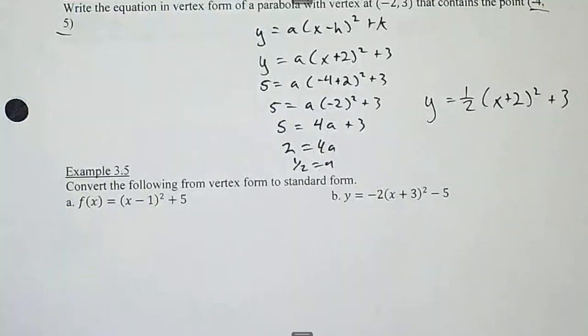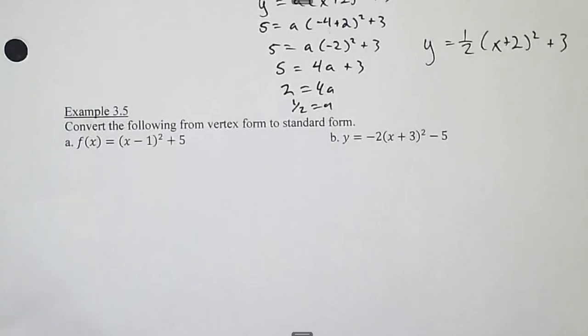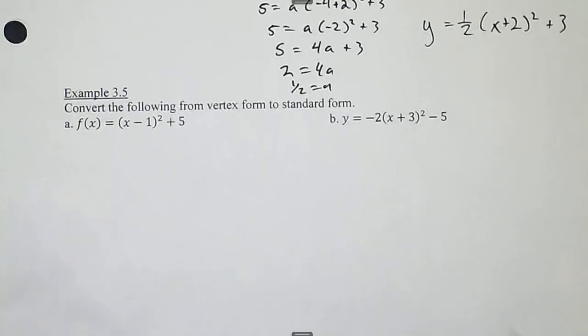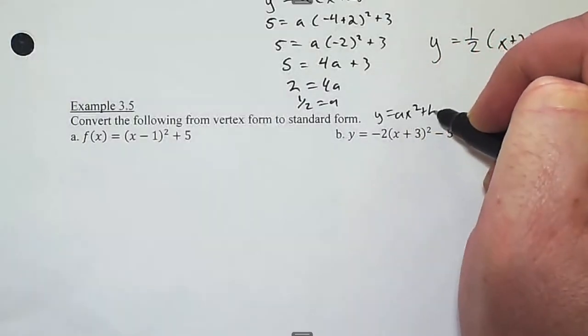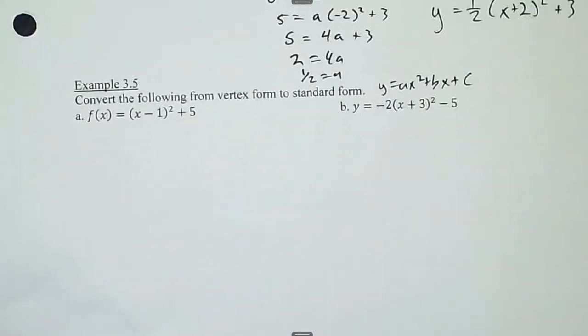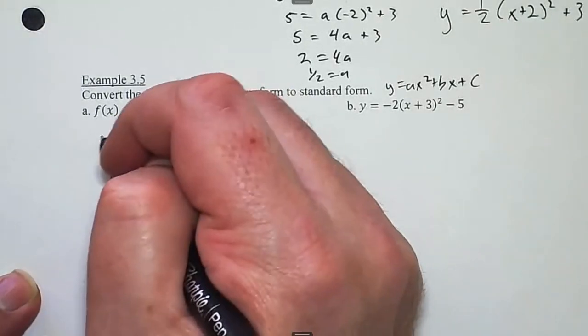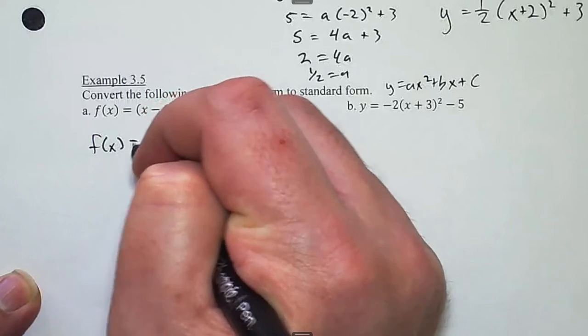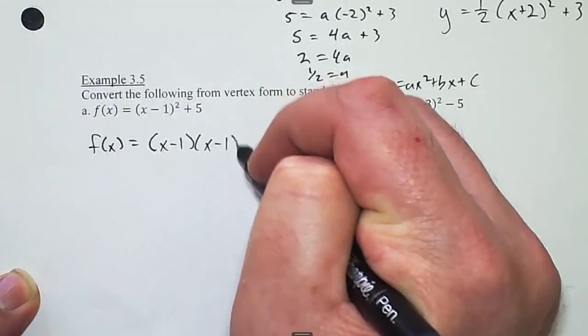All right, earlier we looked at converting from standard form to vertex form. We need to make sure that we're able to convert from vertex to standard. Recall that standard form is y equals ax squared plus bx plus c. So we simply do the simplification to make this happen. Remember that x minus 1 squared is x minus 1 times x minus 1.